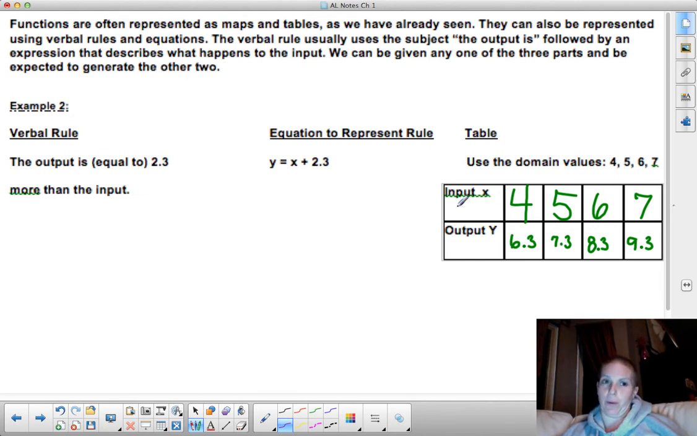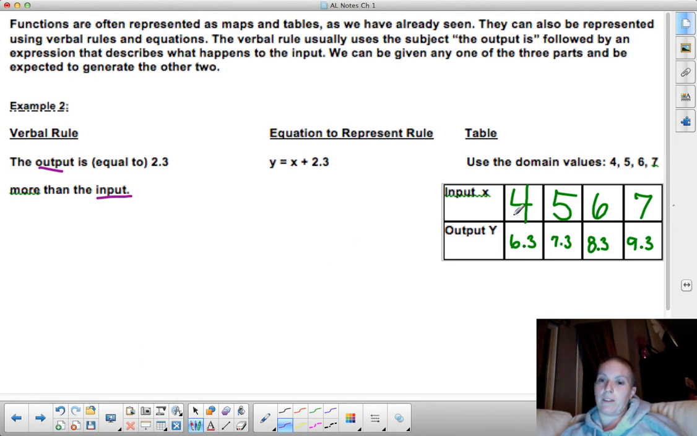Now, I know you're really familiar with this stuff. The idea of saying the output is equal to 2.3 more than the input. So we're using these words output and input for y and for x. The equation that's tied to that particular verbal rule: output y is equal to input increased by 2.3, or 2.3 more than each input. Remember, we can use these domain values. Remember, this is just a piece of the domain when we're talking about a line.